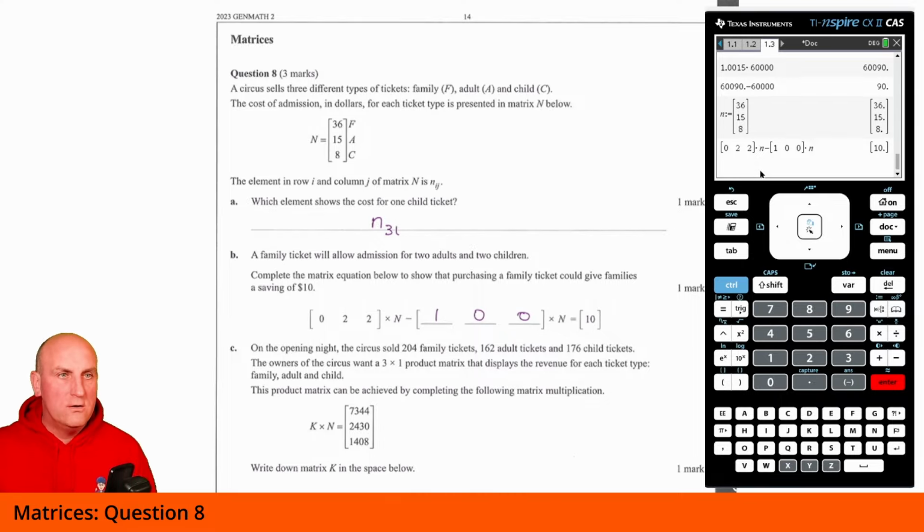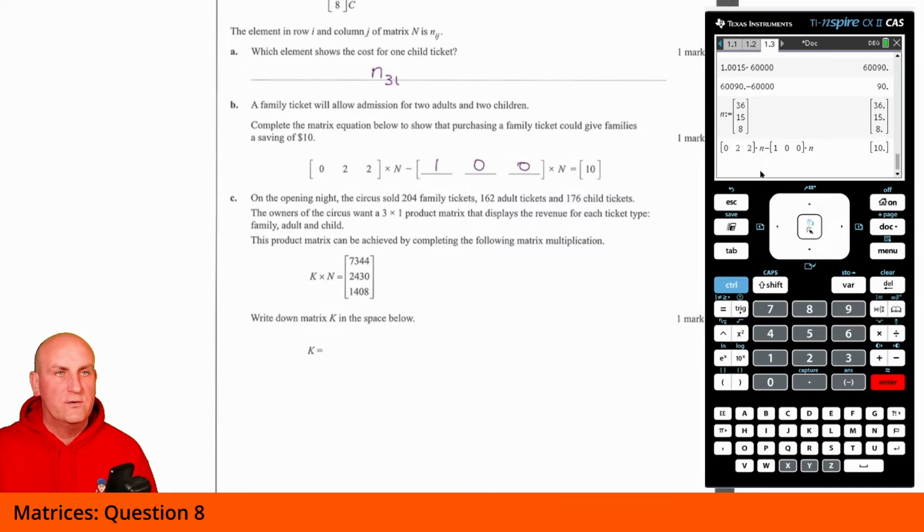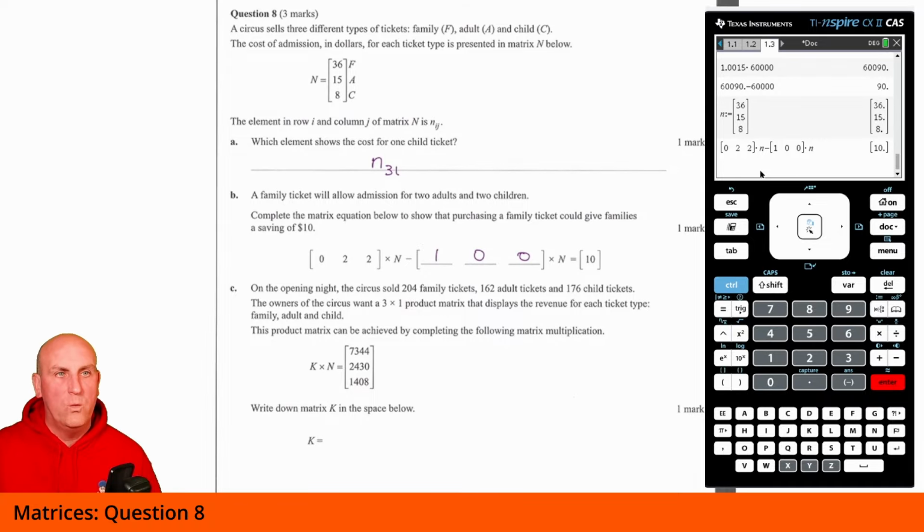Right, on the opening night, the circus sold 204 family tickets, 162 adult tickets, and 176 child tickets. The owners of the circus want a 3 by 1 product matrix that displays the revenue for each ticket type: family, adult, and child. This product matrix can be achieved by completing the following matrix calculation. I'll write down K in the spaces below.